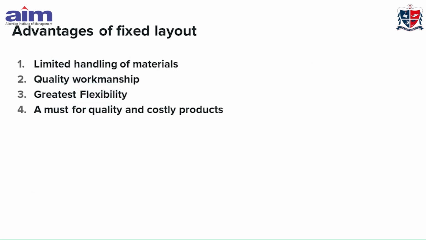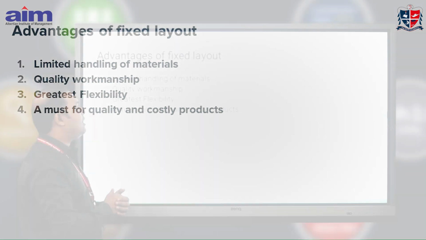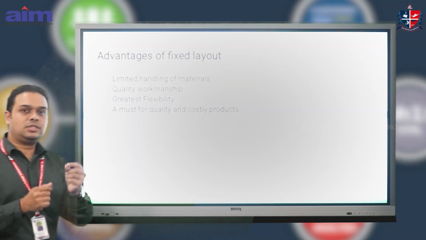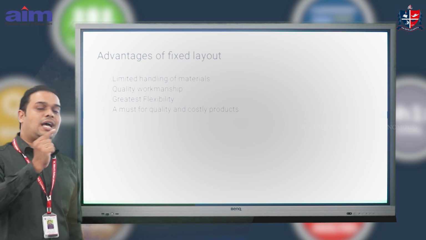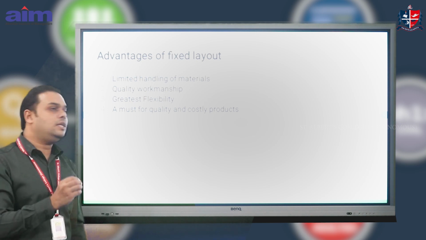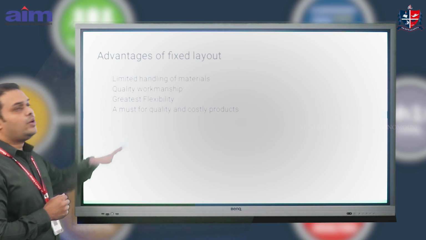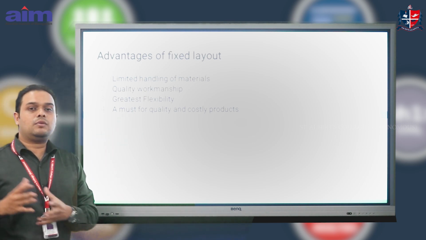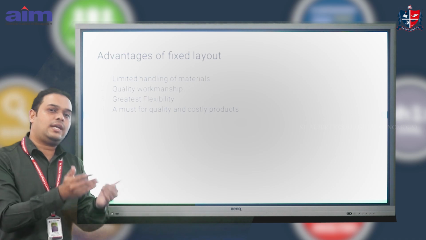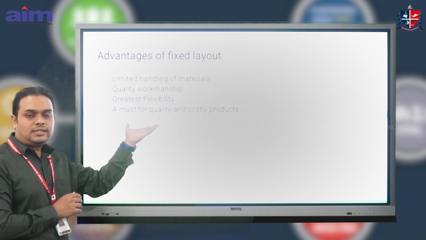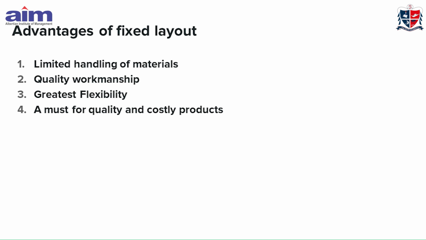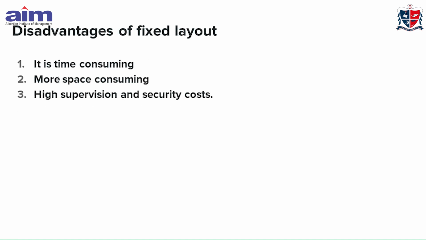What are the advantages? You have limited handling of materials, because you don't have to move the product, it is there. Then you have quality workmanship, because the product is there and everybody is around it, so there's a high degree of inspection, and you can very easily ensure that the quality is very high. And you have a large degree of flexibility, because nobody is doing many other works, everybody is focusing on the product at hand. These products are also a bit costly, because if many people are involved in the creation of one product, that one product would be very expensive. Disadvantages: it is time consuming, it is costly, and it is also space consuming.